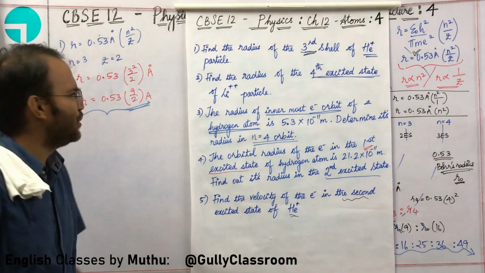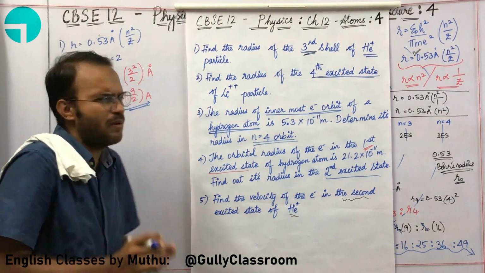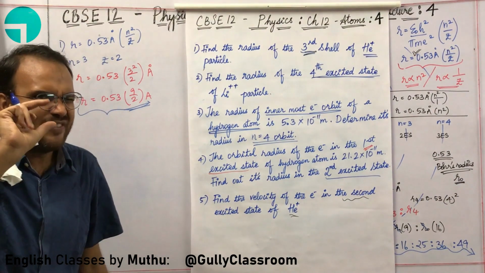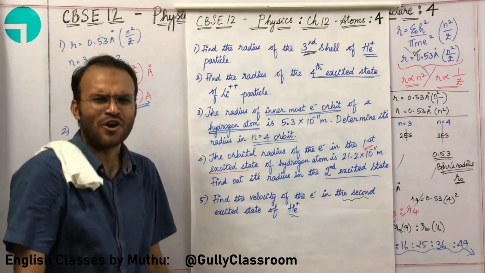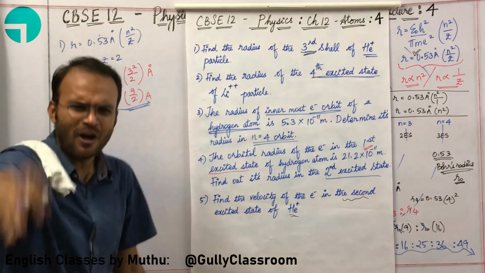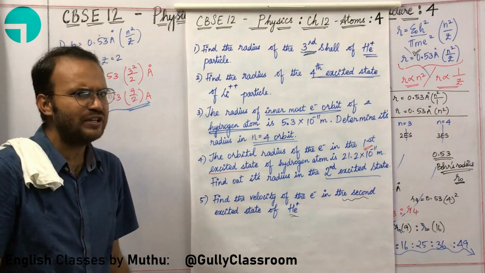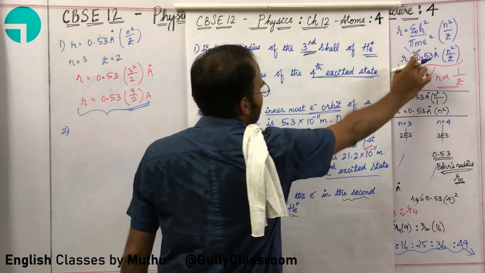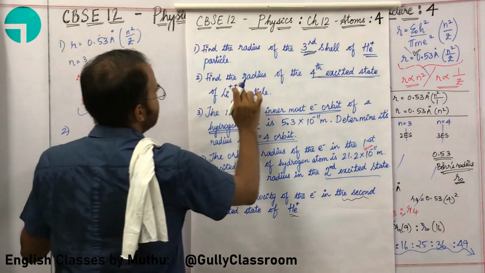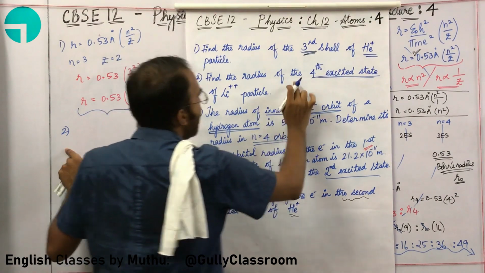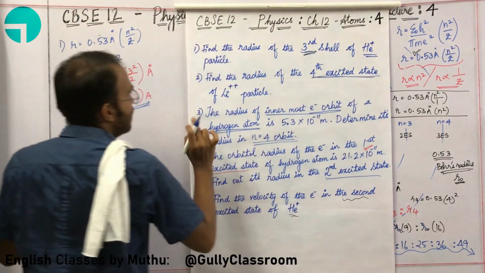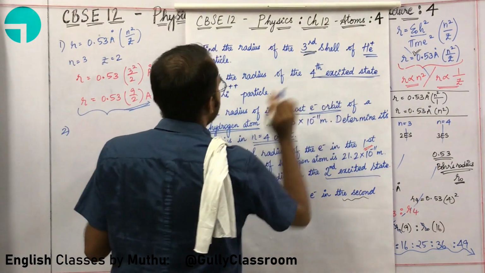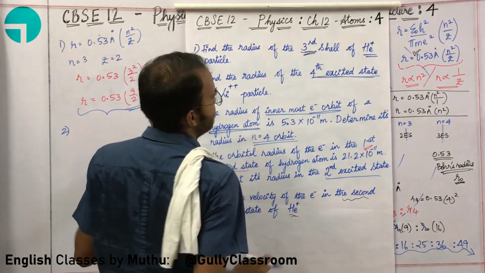Pause the video. The first problem and second problem are more or less similar with a very small twist. Try it out. You can do it. Have you tried it? Can I go for the problem? Once more, we are going to use the same formula. They are asking to find the radius of the fourth excited state of Li plus particle.